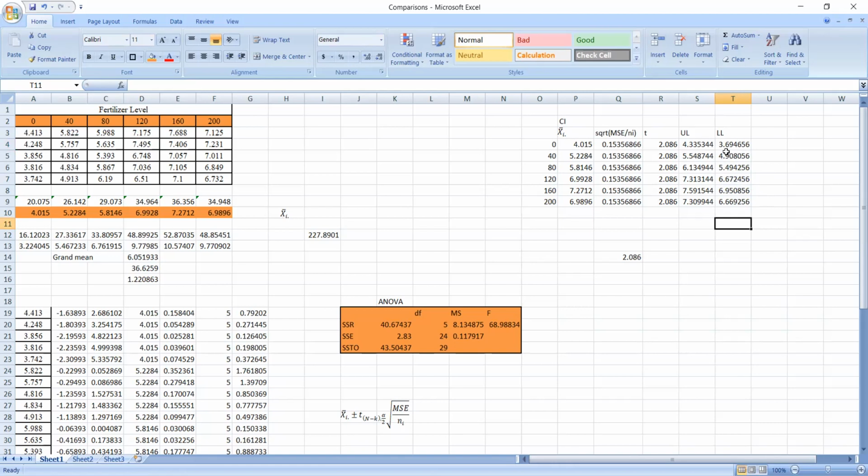Okay, do you have any questions regarding this calculation of the confidence intervals?